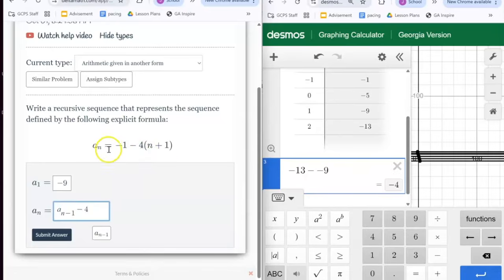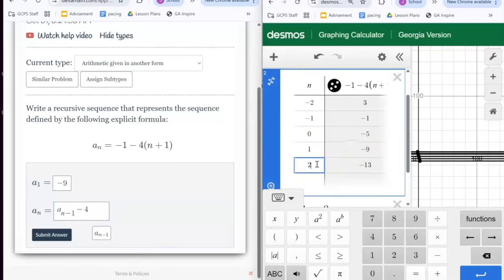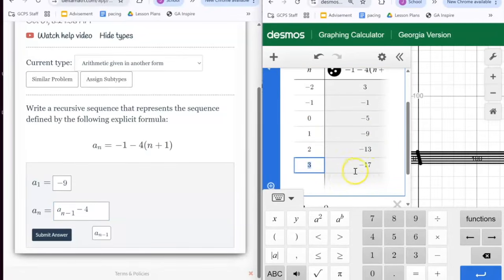All right. I don't have the common difference to look at automatically, but since I typed this into Desmos and made it a table, I can see my first term is -9. My second term is -13. My third term is -17. My fourth term is -28. So to find the common difference, it's always your second term, so that's -13 minus your first term, which is -9.